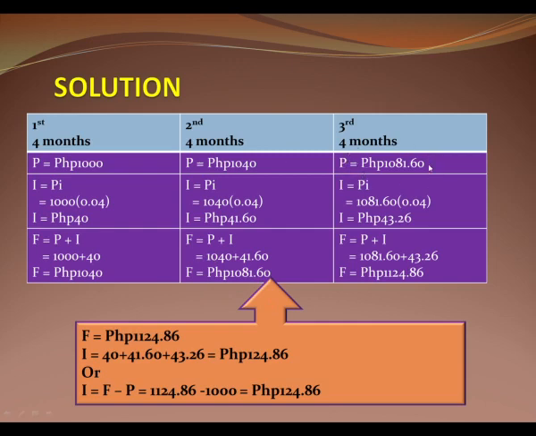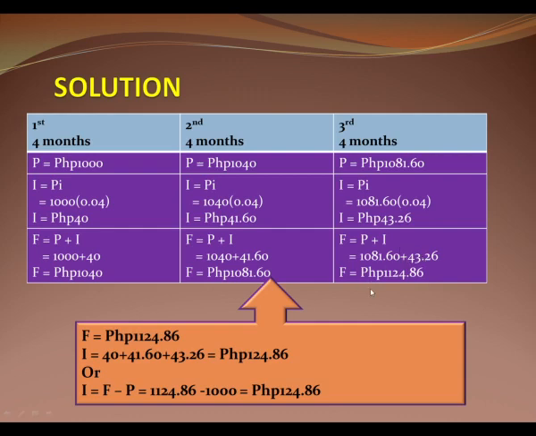And this final value will again be considered as the principal, or present value, for the next 4 months. If we consider the principal as 1,081.60, then looking for the interest I, this is again the principal multiplied by the periodic rate i, so 1,081.60 multiplied by 4%, and the interest earned for that conversion period is 43.26. And then looking for the final amount, which is P plus I again, the principal 1,081.60 is added with 43.26.